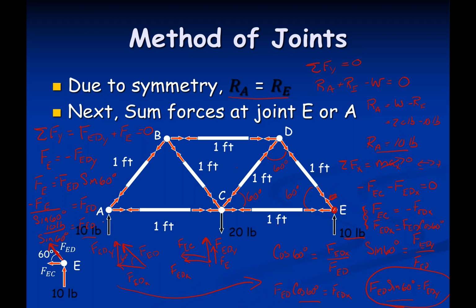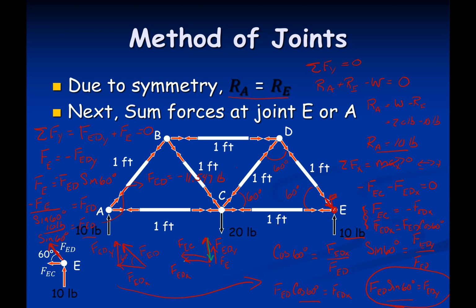Remember, we had a negative here. I'm going to write it up here because I don't have much space left. I get FED equals negative 11.547 pounds. Now remember, the negative means it should be acting in the opposite direction. So it should actually be acting to go down. So we need FDY to go down.